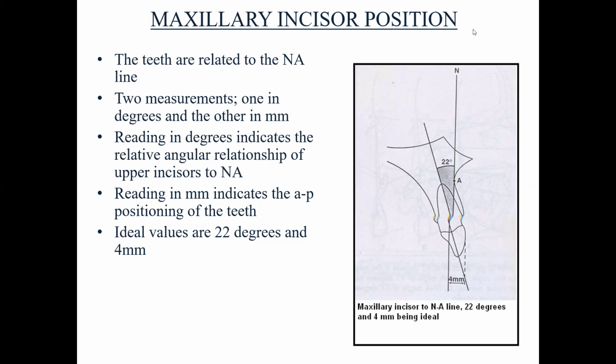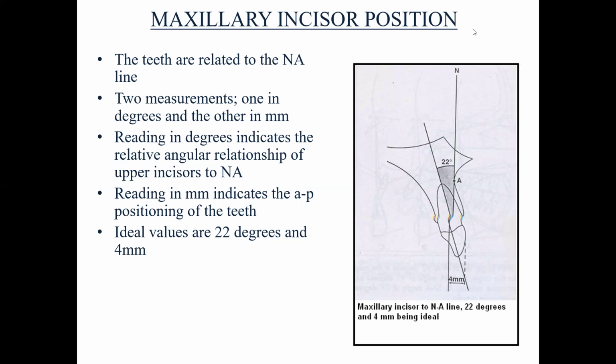the relationship of the maxillary incisor to the nasion point A line. So there are two types of measurement. One is an angle which is measured in degrees, and one is an anterior posterior positioning which is measured in millimeters. The reading in degrees indicates the relative angular relationship of the upper incisor to the NA line. That is the angle formed between the long axis of the maxillary incisor and the nasion point A line. So that is the angular measurement.